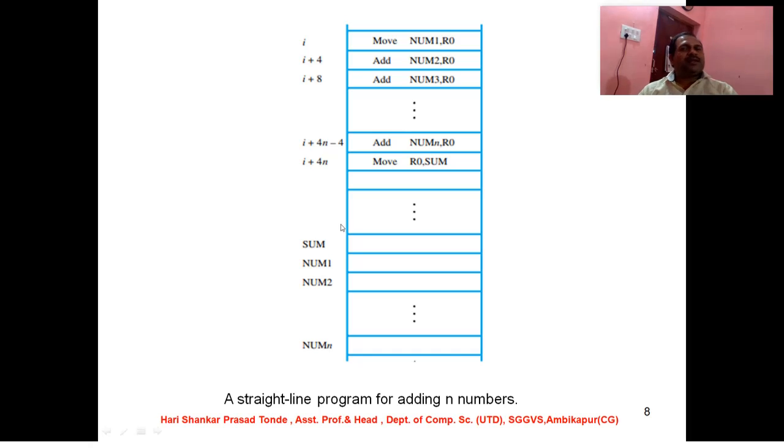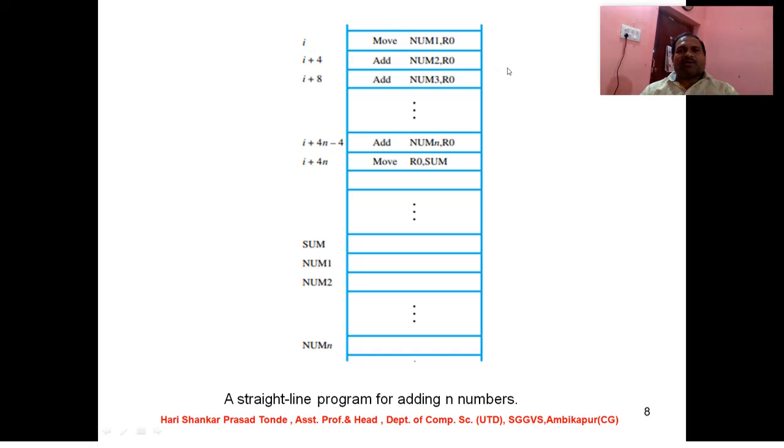This is the pictorial representation of a straight line program for adding n numbers. In the previous pictorial representation, we are already familiar that we begin the instruction fetching from the I instruction.